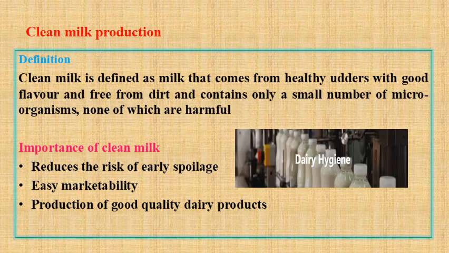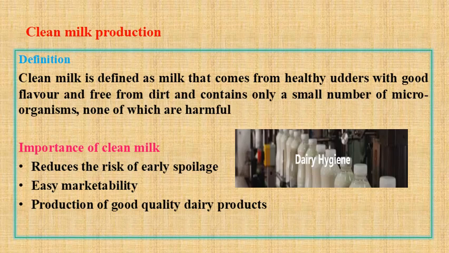Similarly, it helps in easy marketability and also production of good quality dairy products. So if the raw milk quality is good, then only we can handle that milk properly and store for a longer period, or we can convert it to different kinds of milk products. So clean milk production plays a very vital role for successful dairy milk processing or milk product processing.